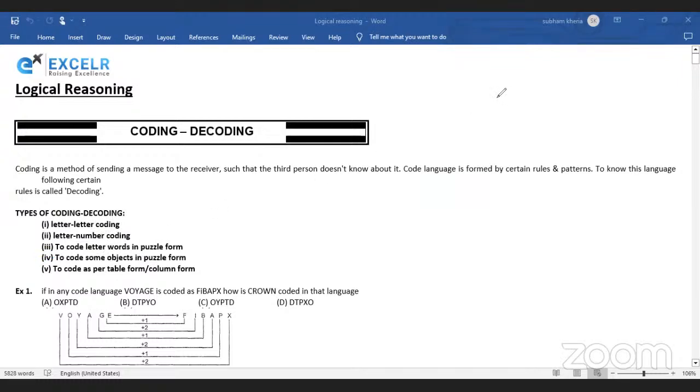Now, before going to coding decoding, let me brief you with the alphabet series. All of you know the alphabets, English alphabets, right? Please raise a hand, those who know English alphabets. Tell me, brother, don't you know?